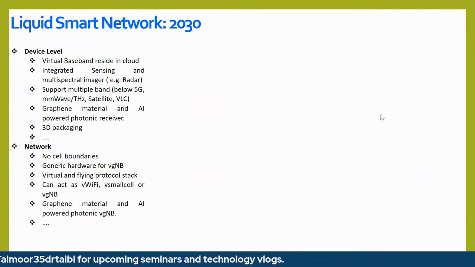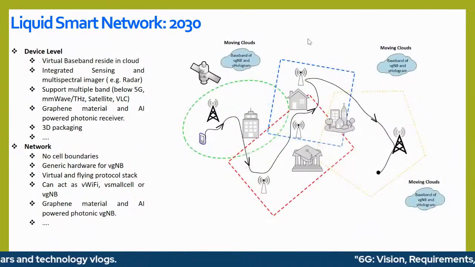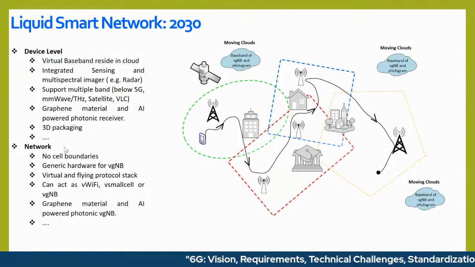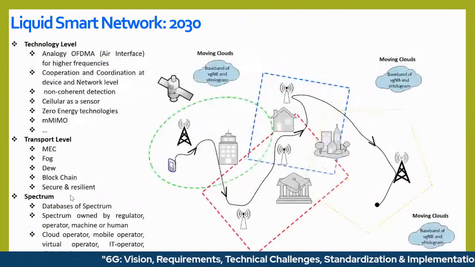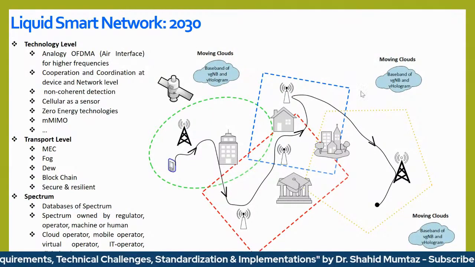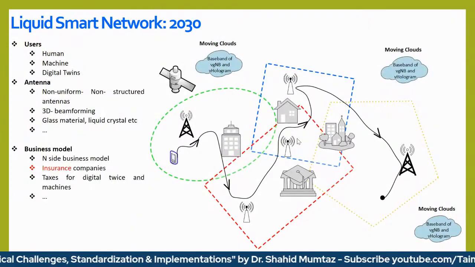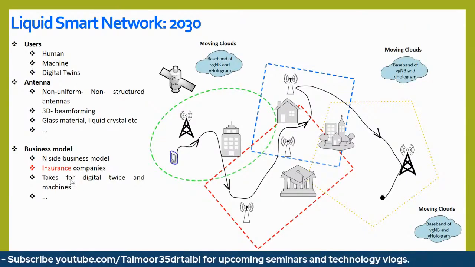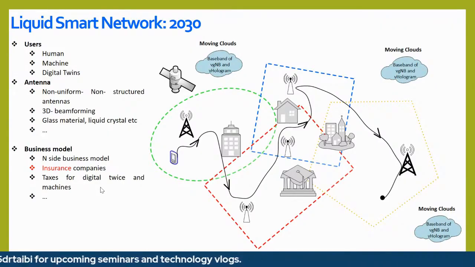I call my network the liquid cloud network because liquid can take the shape of anything, so we don't need any boundary. At device level, I need these specific abilities, and at network level, I need this kind of ability. Technology level should be like this, then transport level and spectrum level. These are some of the things that I think are quite important. And the business model should be multi-sided. Insurance companies play a large role, and taxes from the digital twin, because we have humans as machines, so machines should also pay those taxes.